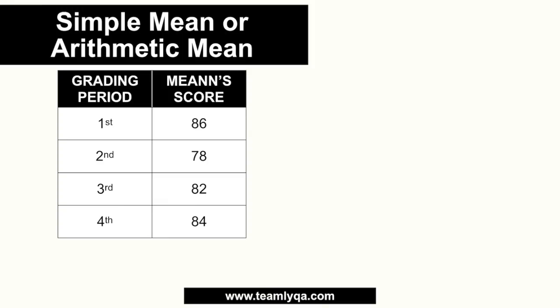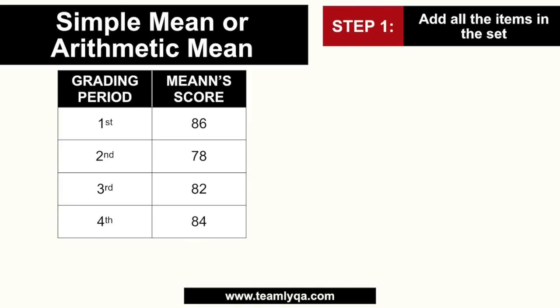Now, kung simple mean ang pinag-uusapan, ibig sabihin, lahat ng scores na yan have an equal weight or equal sila ng importansya. So, dire-diretso ko lang siyang isosolve. Ang steps dyan, step 1 would be you just need to add all the items in the set. So, ibig sabihin nun, i-add ko lang lahat itong mga to pababa. So, I have 86, 78, 82, and 84 pag sasama-samain ko sila.